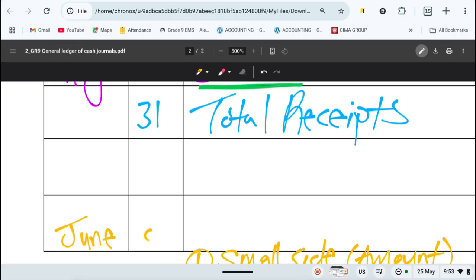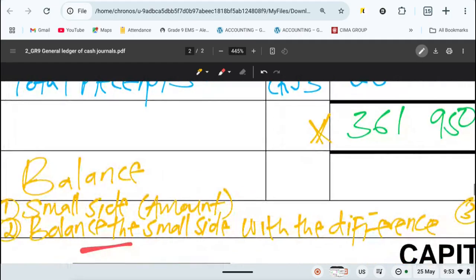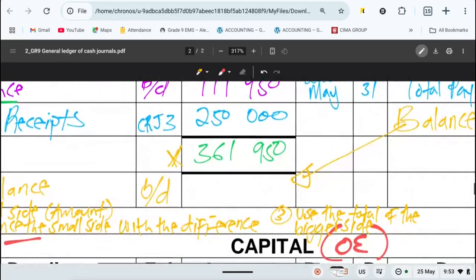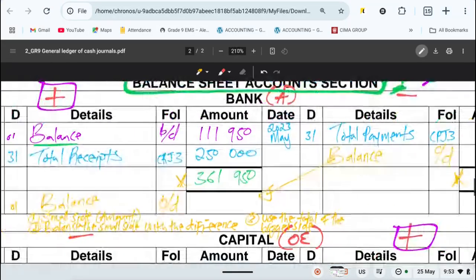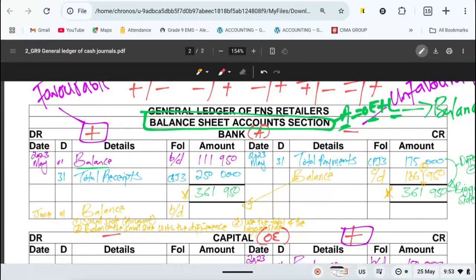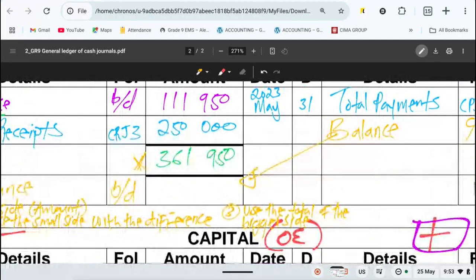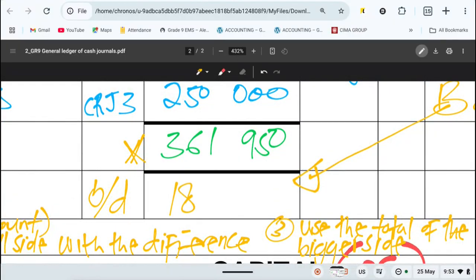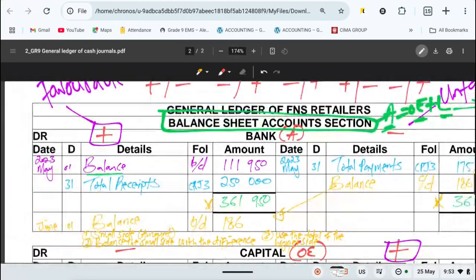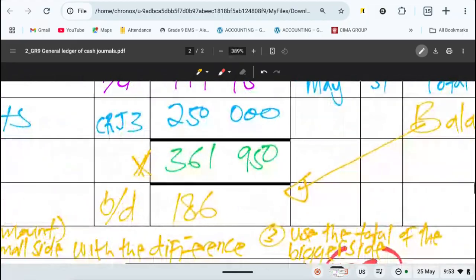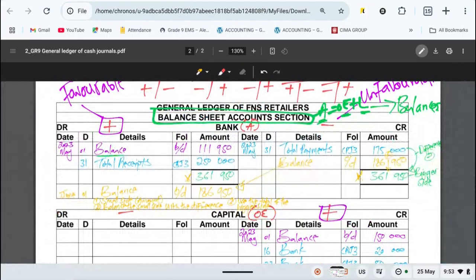Okay, the first balance, what? Brought down. So you start the same process all over again. So the closing balance of the previous month becomes the opening for the next month. So it's going to be 186,950. So then you are done with your account. Simple.